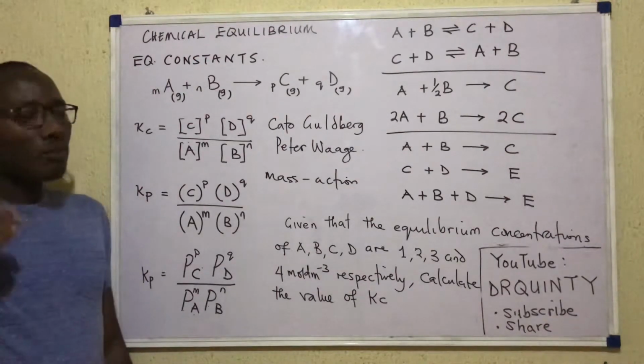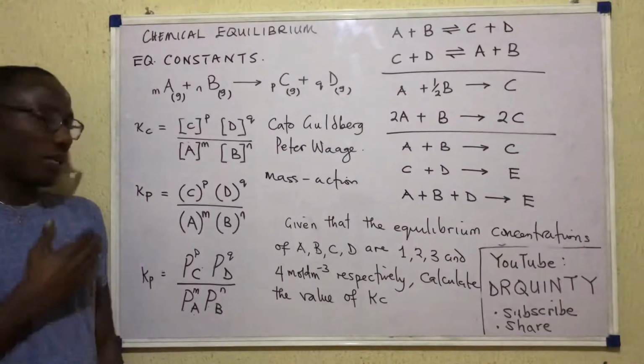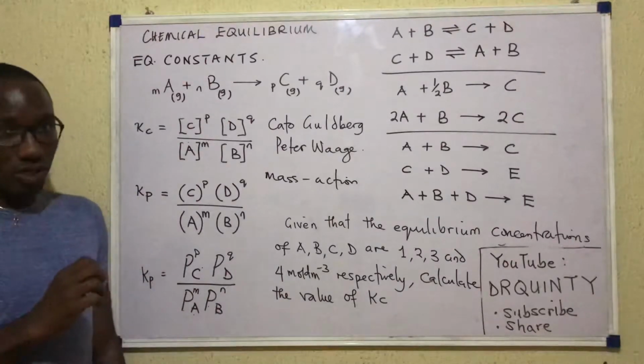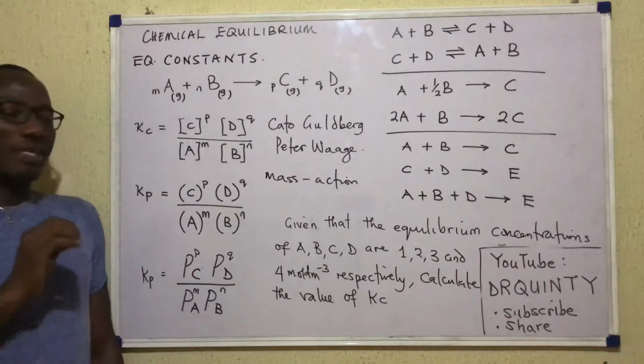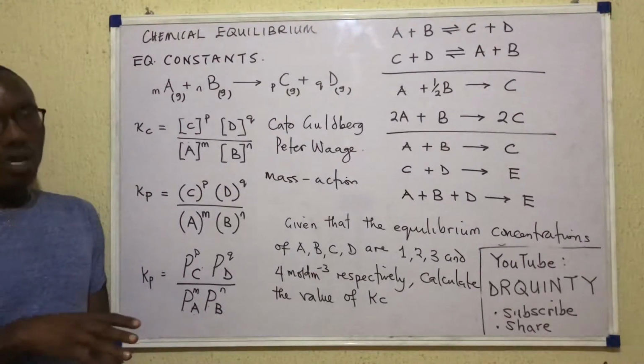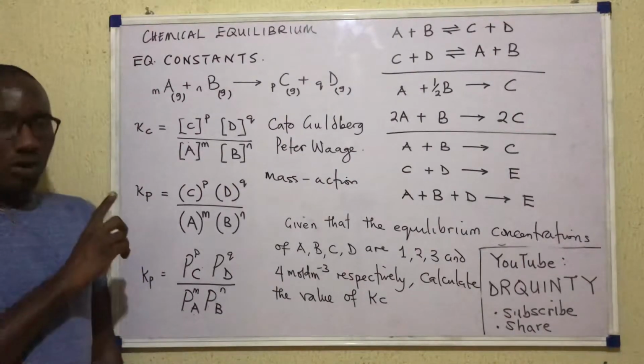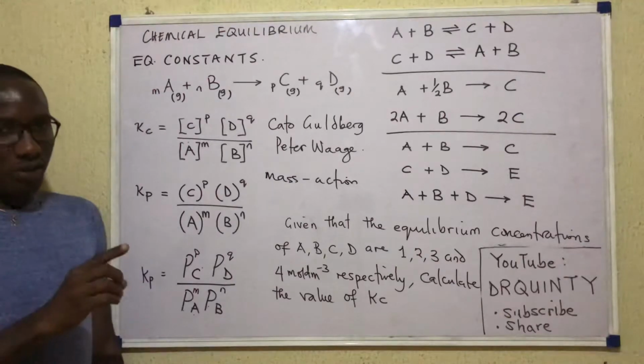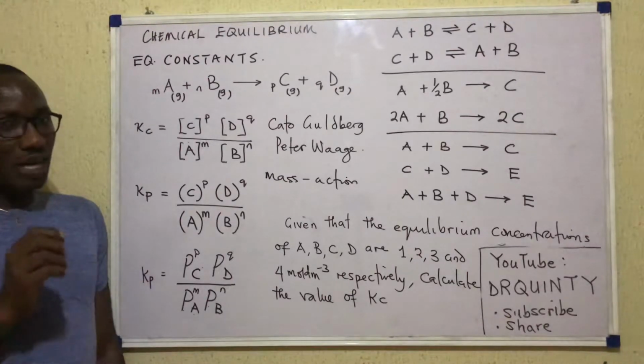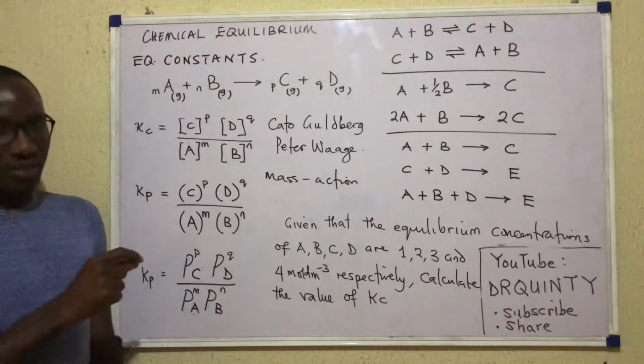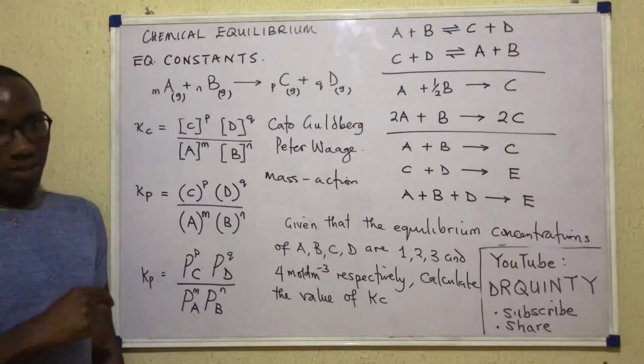Now, for some reactions, we calculate the Kc from the given information. For some others, we calculate Kp from the given information. But there are times when you are given one of them and asked to calculate the other. In that case, you would end up getting your Kp from Kc or Kc from Kp, as the case may be.